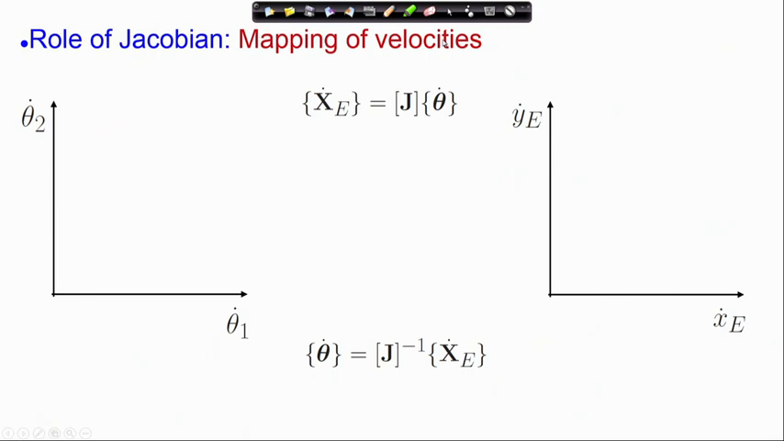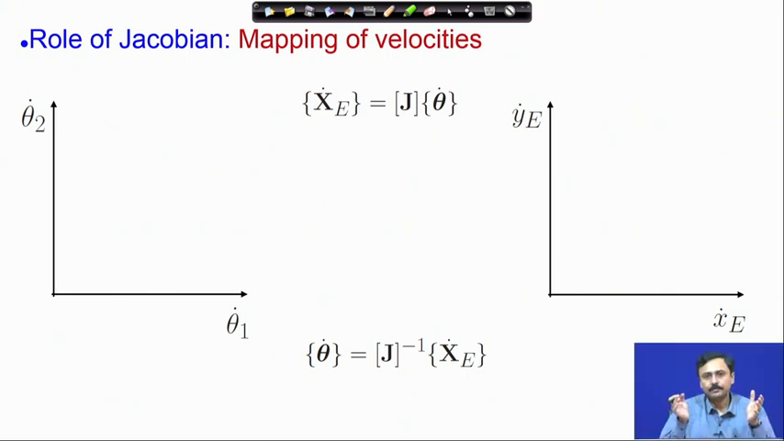Let us interpret this Jacobian. I have already told you that this Jacobian is something like a proportionality constant, though it is not a constant, but it is a factor of proportionality. The end effector velocity is proportional to the joint velocity. So, when you come to equality, that is through the Jacobian matrix, which is configuration dependent. So, let us interpret the role of Jacobian.